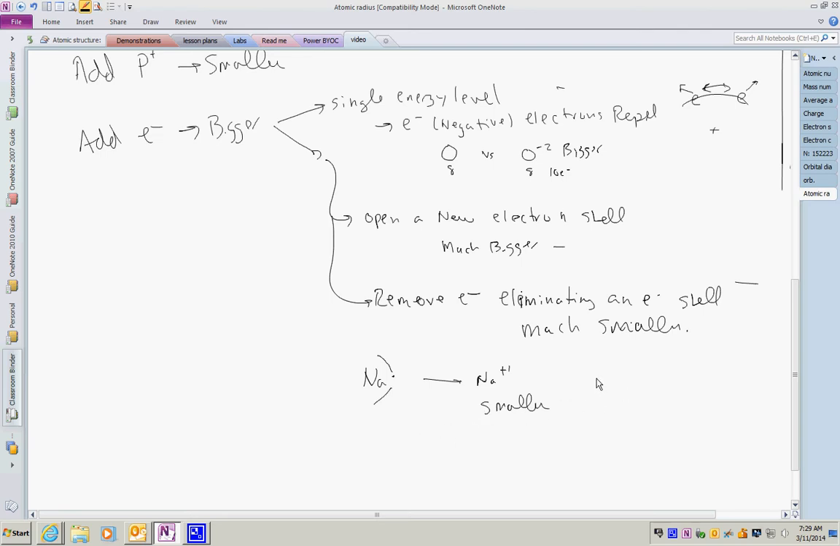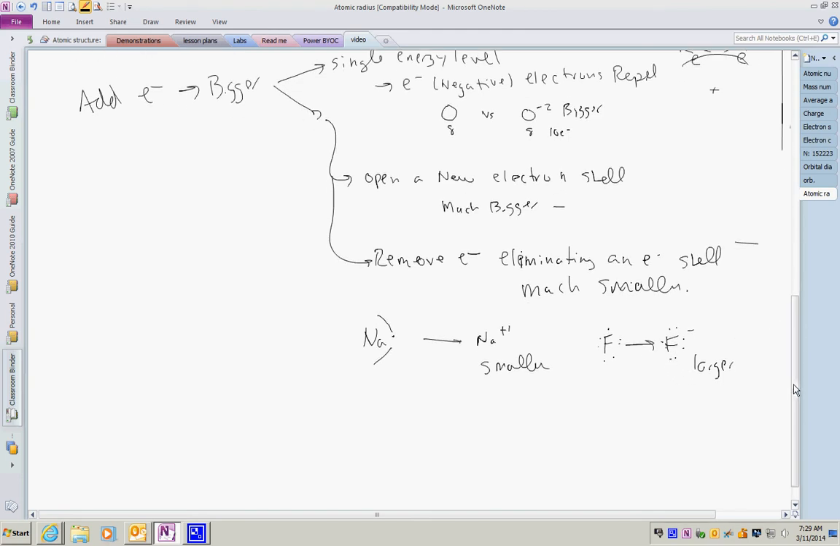Whereas nonmetals, let's say fluorine going to fluoride, they're just going to be taking 1, 2, 3, 4, 5, 6, 7 electrons with one spot missing, and they're going to be filling it. So they're going to be getting larger, but not as much as these guys getting smaller. Just adding an electron, due to electron repulsion, gets slightly bigger.